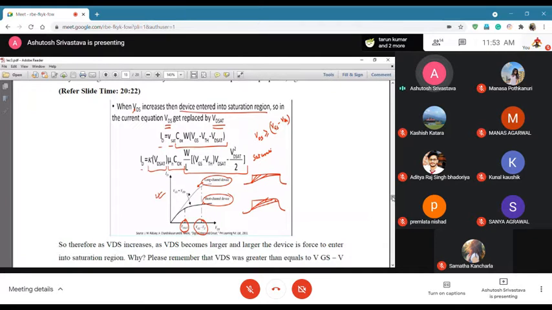So ID gets redefined in the short channel device as kappa times VD sat UN Cox W by L times overdrive times VD sat minus VD sat upon 2.